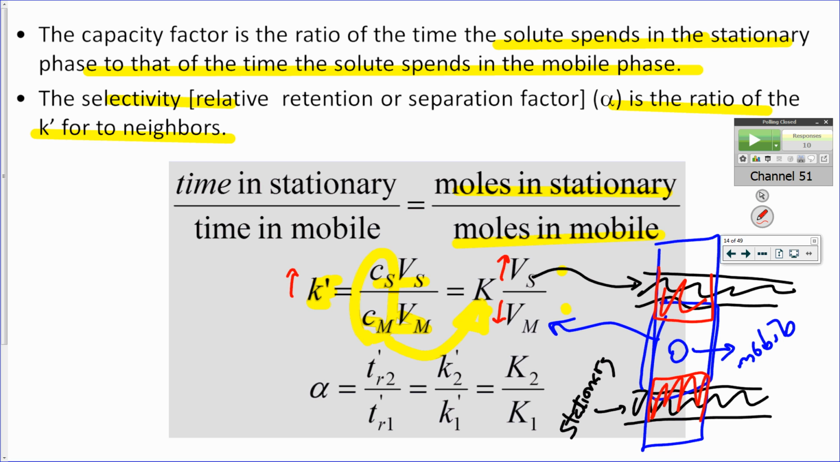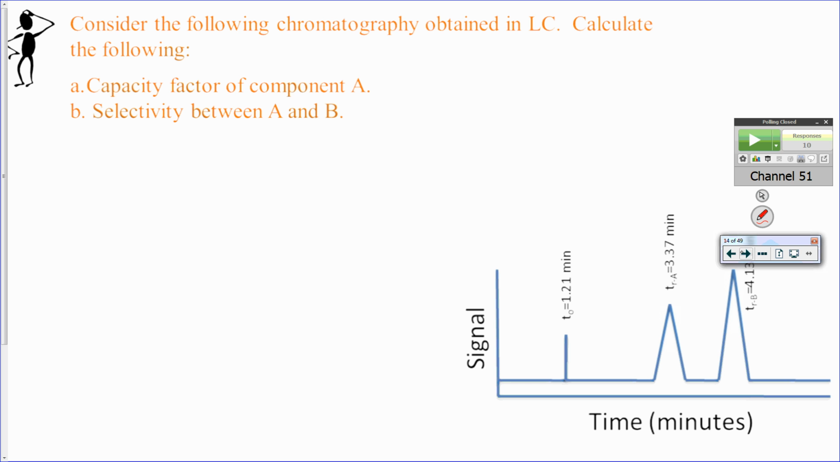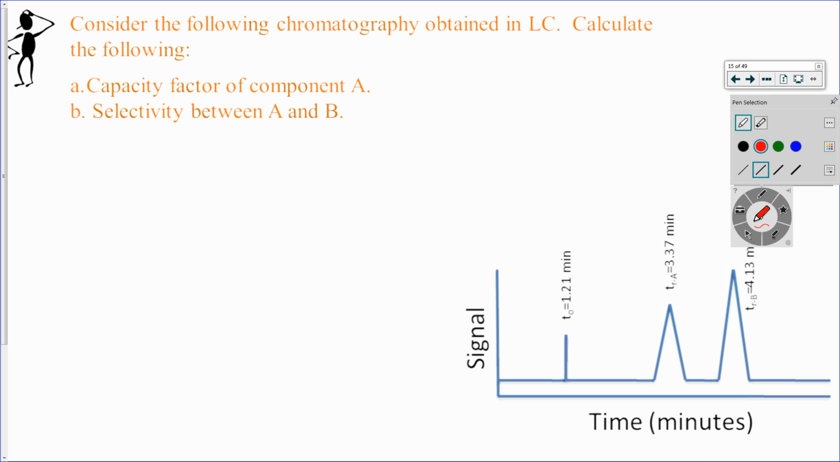Another way to look at the selectivity that we defined on the previous page: we said it was the ratio of the adjusted retention times. If you put the K prime ratios over each other, the t naughts cancel out. Expressed in terms of the volumes of the stationary and mobile phase, those cancel out too. It just becomes the ratio of the K's, the distribution coefficients. So these things are all related in understanding what's happening in your separations.